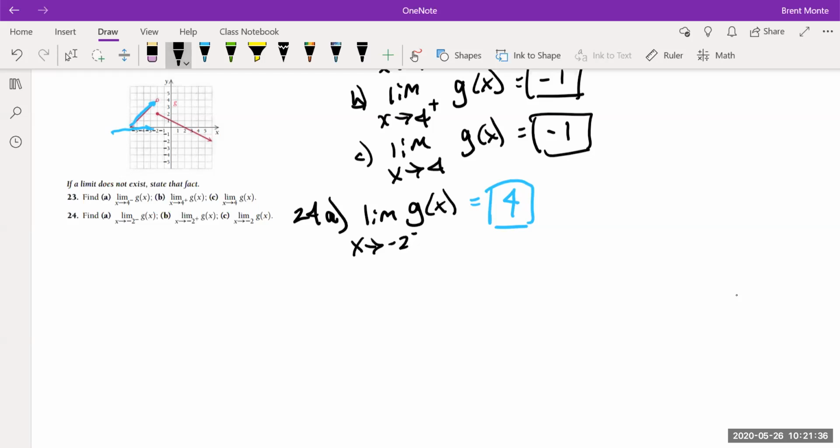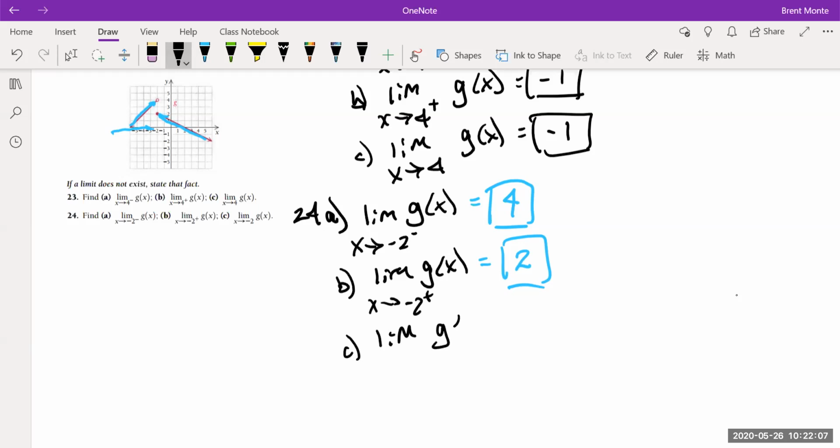Then on part B, the problem says to look at that same limit, but this time x is going to approach -2 from the right side. Coming in from the right side, I'm coming in up here. I'm not approaching 4 anymore. This time I'm approaching 2. So both of the one-sided limits exist, but they're not equal to each other. So in part C, when it says find the limit of g of x as x approaches -2, we have to say does not exist.